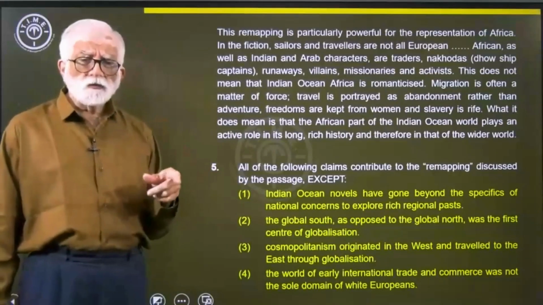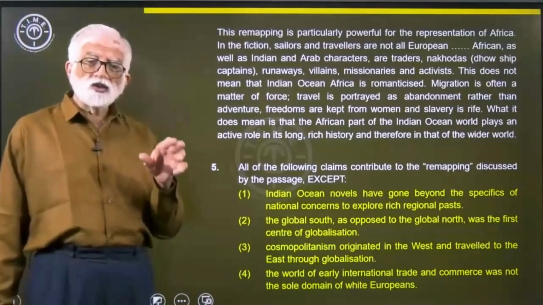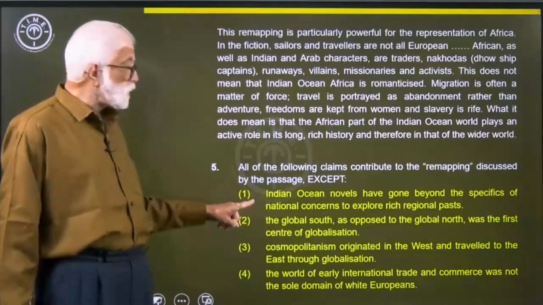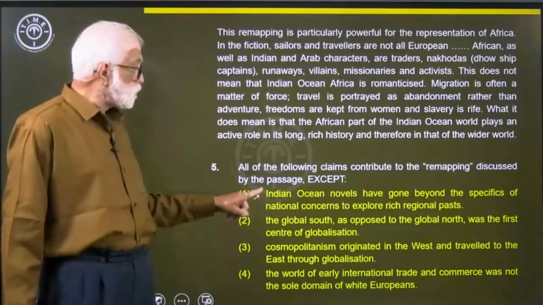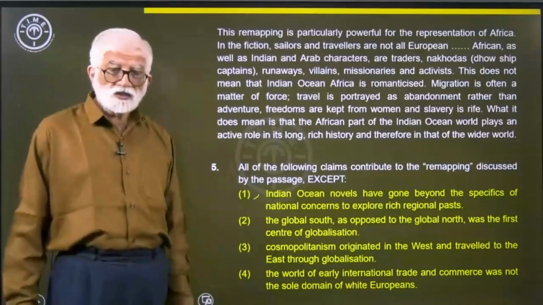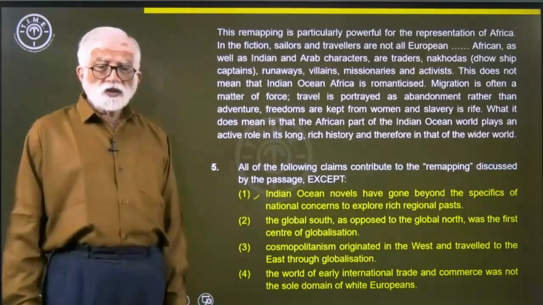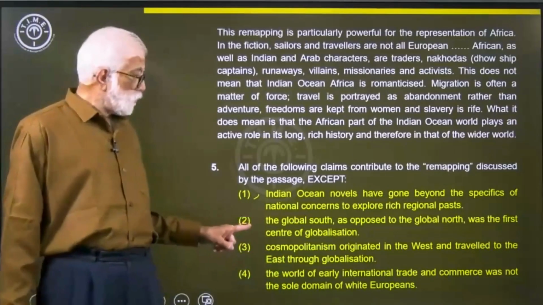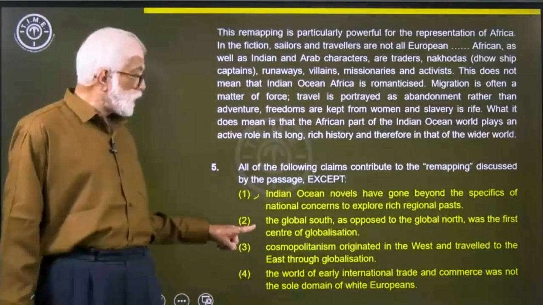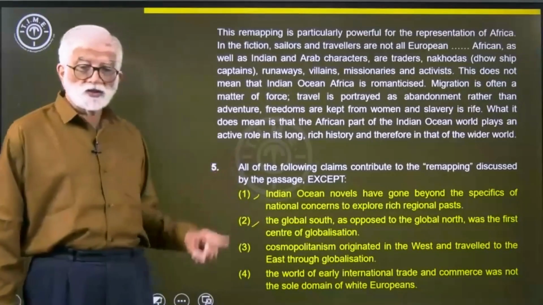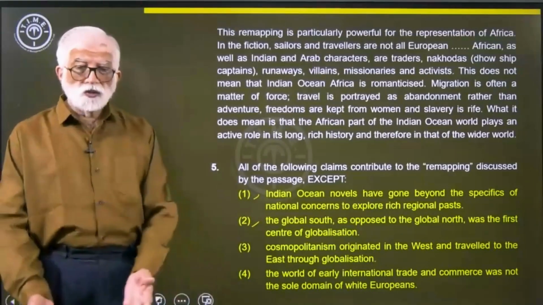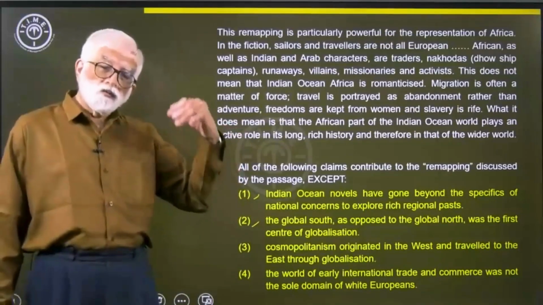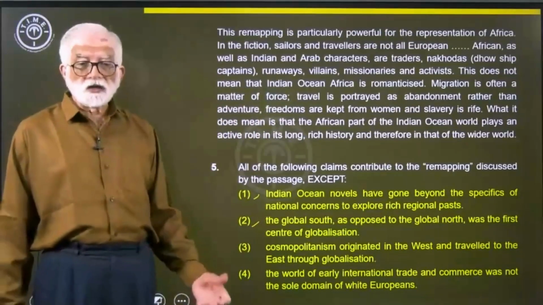Indian Ocean novels have gone beyond the specifics of national concerns to explore rich regional paths. Quite right. It says that there was a history and interconnectedness, the precursor or forerunner of globalization. Then, the global south as opposed to the global north was the first center of globalization. That also we are told. When you read these books, you realize that you already had something like globalization here, in the global south, that means south of the equator. We thought that globalization was a Western idea, but it was not.